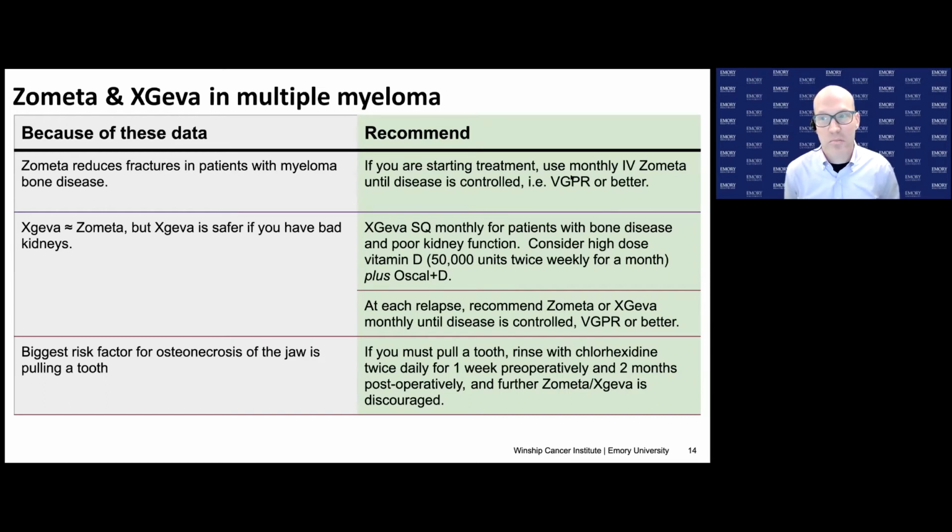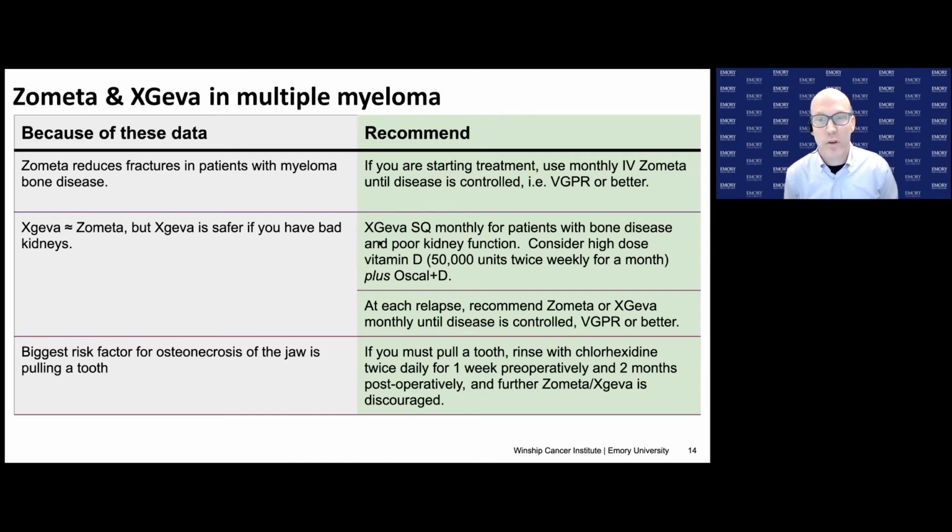So if you're starting treatment, we recommend using intravenous Zometa until your disease is well controlled, which means achievement of a very good partial response or better. And then we tend to hold off on further use of these agents when the myeloma is well controlled. Xgeva and Zometa are approximately equivalent in terms of how effective they are, but Xgeva is overall safer if your kidneys have been significantly affected by your myeloma. So we often will do Xgeva subcutaneous monthly for patients with myeloma bone disease and poor kidney function.